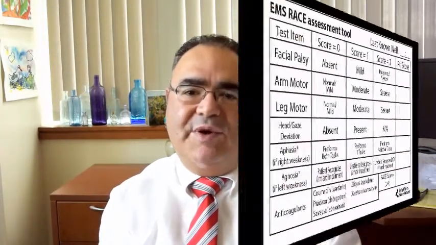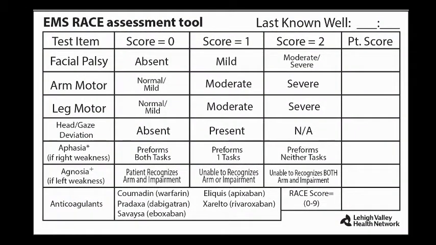Today I'm going to talk about the RACE evaluation form and its benefit in evaluating patients with acute stroke in the field. It can be a challenge in the field to differentiate a patient with an acute stroke having a large vessel occlusion or clot versus not having a large vessel involvement. And this is what we're going to talk about today.